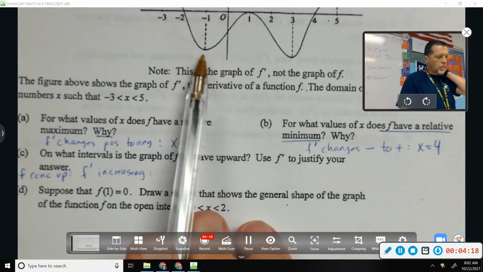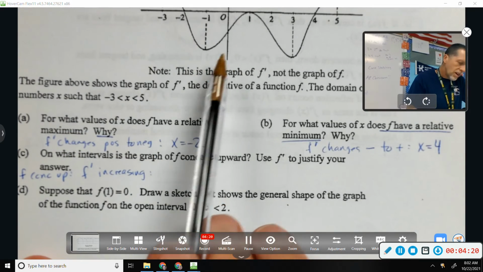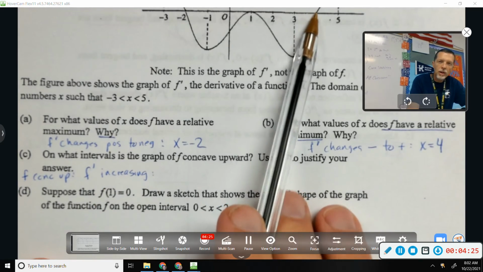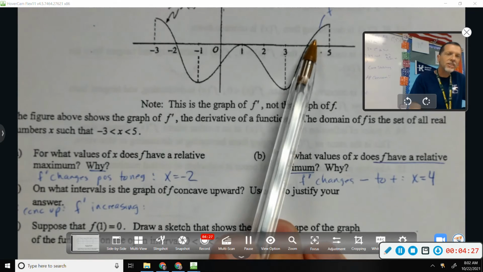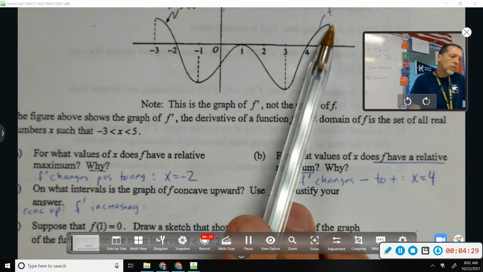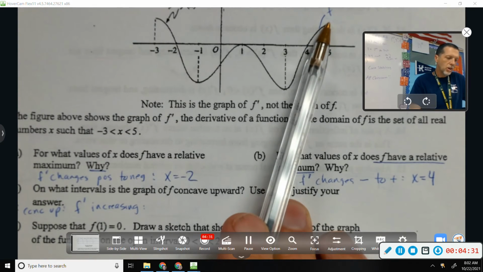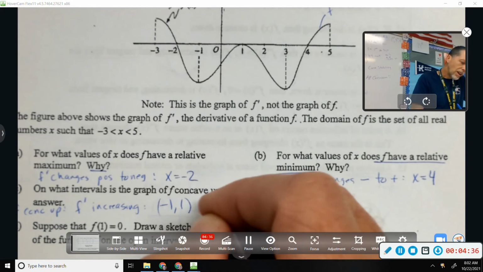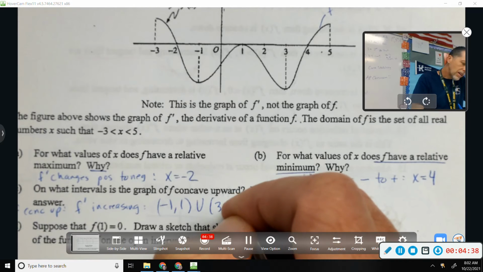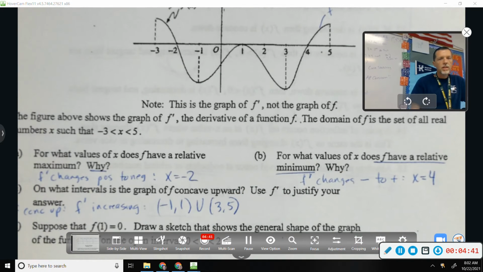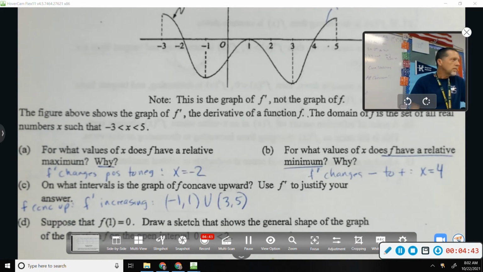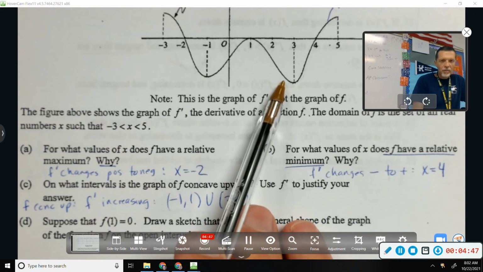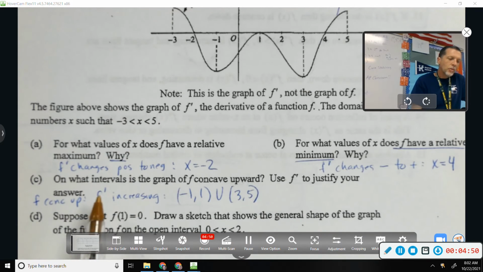So look at our picture. We want to know where f prime, but this is f prime. So I want to know where this graph is increasing. So from where to where is this graph going up? -1 to 1 and 3 to 5. Again, I don't want to know where the graph is concave up. I want to know where f prime is increasing.